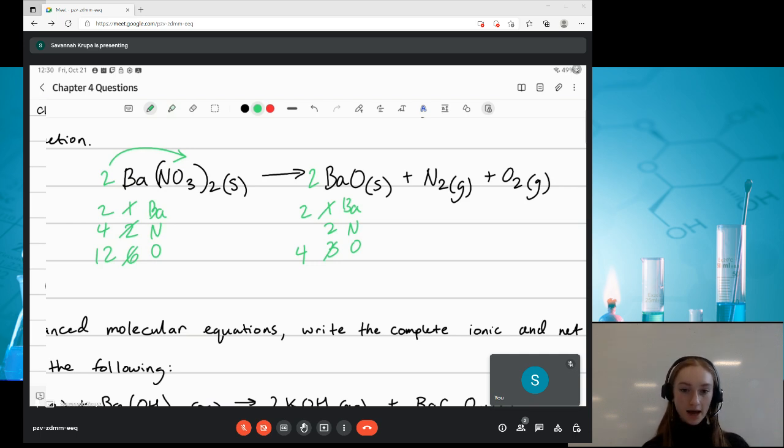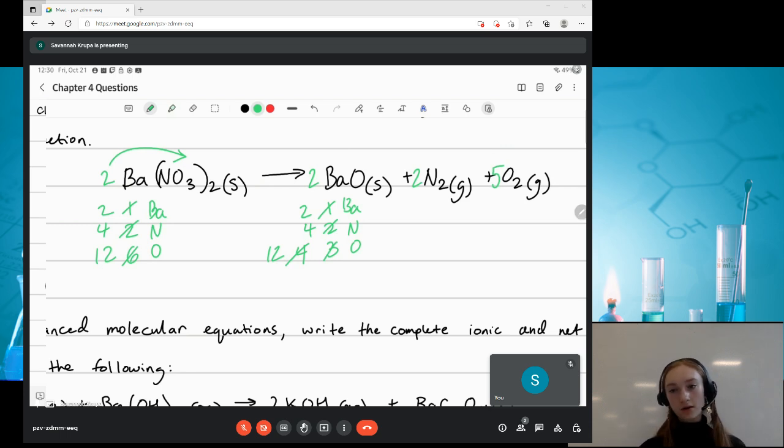So since we have 4 nitrogen on the left and 2 on the right now, we need to just put a 2 in front of the nitrogen gas. And so that'll have 4 on the right. And since we have 12 oxygen on the left and 4 oxygen on the right, we'll need to have, I believe, 8 more oxygen. So we'll need to put a 5 here. And because 5 times the 2 is 10, and right here, we have a 2 times the oxygen on the left. And so 2 plus 10 is 12. So we will have 12 oxygen on the right. So that's what the balancing looks like in this problem.